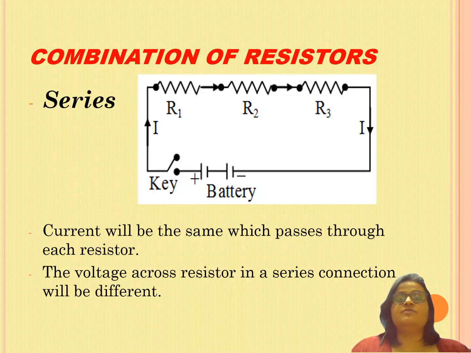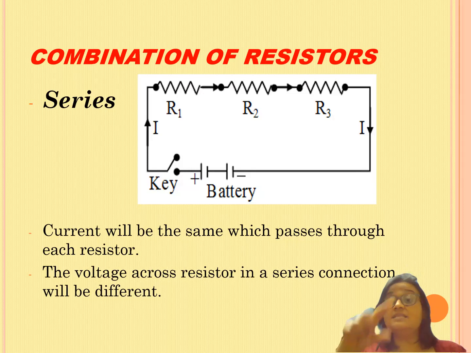Now, series combination. If you see the diagram over here, what does the diagram say? All the resistors, all the appliances having some resistance, are connected in the same line. They do not have different branches. They are in the same branch, the same line. And if you make the circuit close by closing the key, what will happen? The current will start flowing.